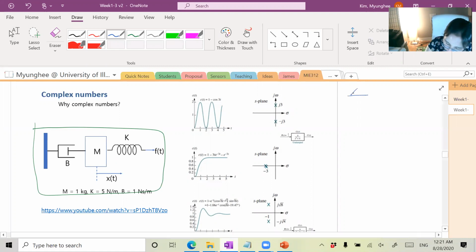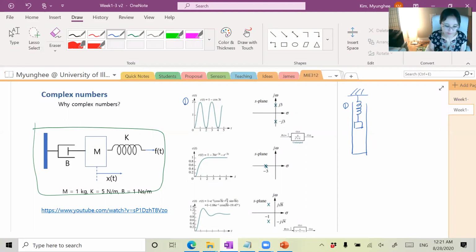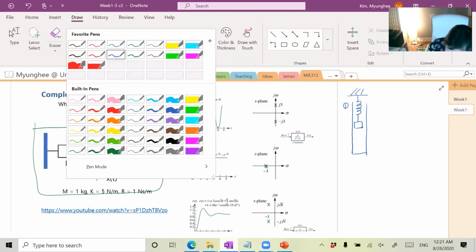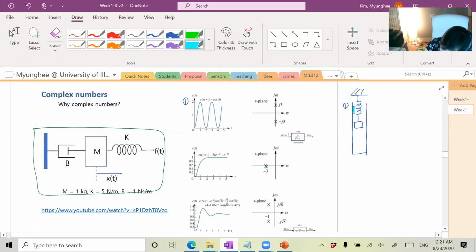So recap, there was a spring and mass. And in the beginning, it was an empty cylinder, and this mass behaves something like number 1. Then, once this is filled with something like water, it behaves something like number 2.